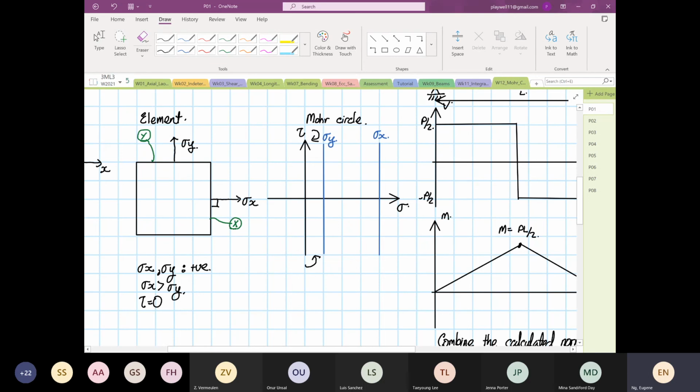We know that point X has zero shearing stress, so it will lie down here. Point X has a stress X value, with shearing stress equal to 0, so this is your point X. Over here, the other one, is your point Y. From here on, you can construct a Mohr circle. You find where the center point is, then you construct a circle.